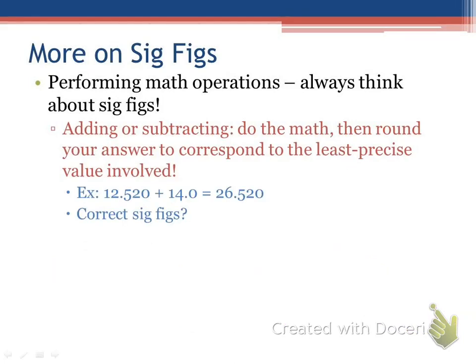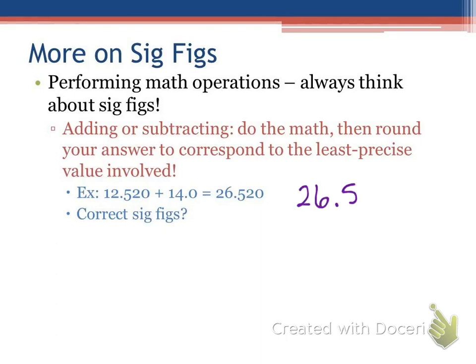So look at this problem again. I gave you this another one. I did the math for you. 12.520 plus 14.0 gives me 26.520. Does my answer have the correct number of sig figs? No. So what should my actual answer be? 26.5. Oops, I didn't write it up there.